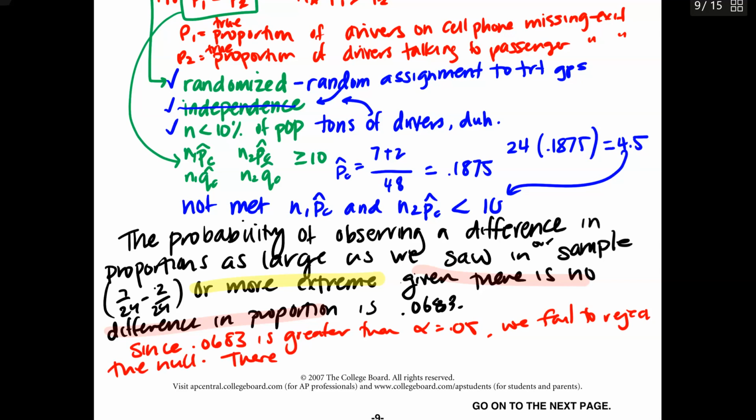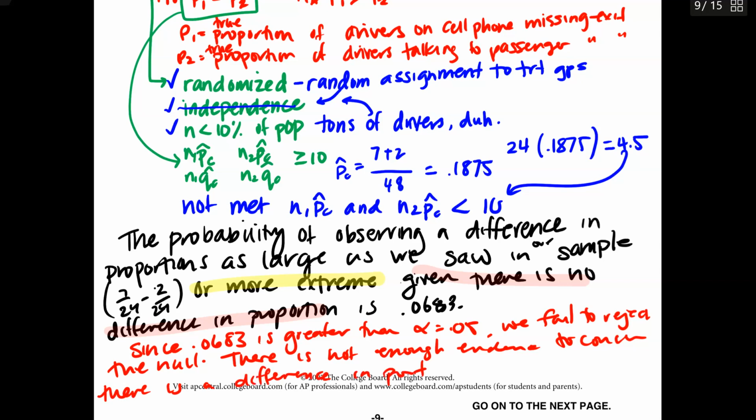There is not enough evidence to conclude there is a difference in the proportion of drivers who miss an exit given blah, blah, blah, blah, blah. Either being in a car with a passenger or talking on a cell phone.